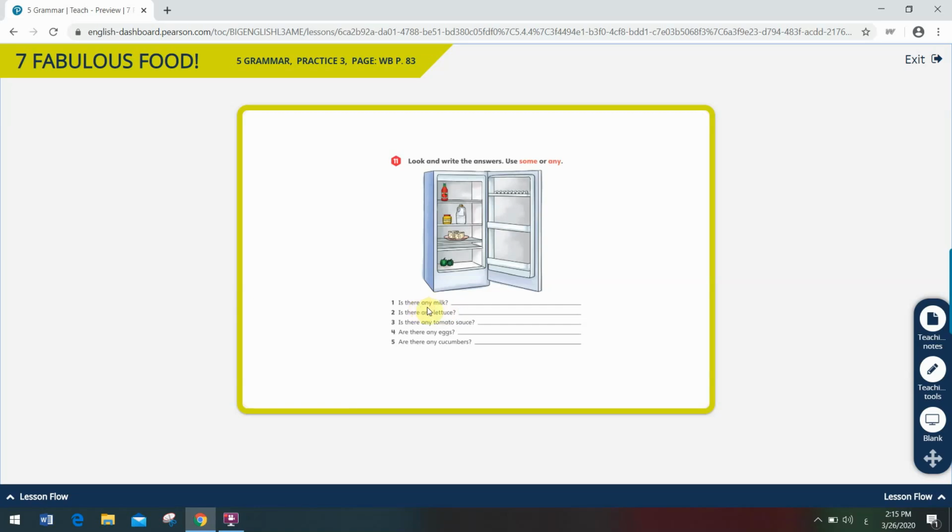لاحظوا هون إنه عنا بالسؤال استخدمنا any لأنه دائما زي ما حكينا بالسؤال بنستخدم any وليس some. So is there any milk? إذا كان الجواب yes رح نستخدم فيه some. وإذا كان الجواب no رح نستخدم فيه any. So what do you think? What's the answer? The answer is yes, because there is some milk. So the answer is yes, there is some milk.